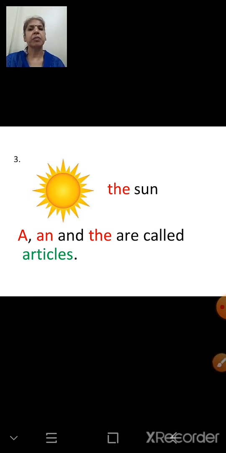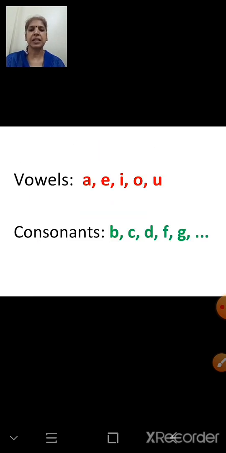Today we will learn more about articles in chapter number 2. Before starting, let's revise vowels. Now what are vowels? That is A, E, I, O, U. These are 5 vowels. And consonants are B, C, D, F, G.